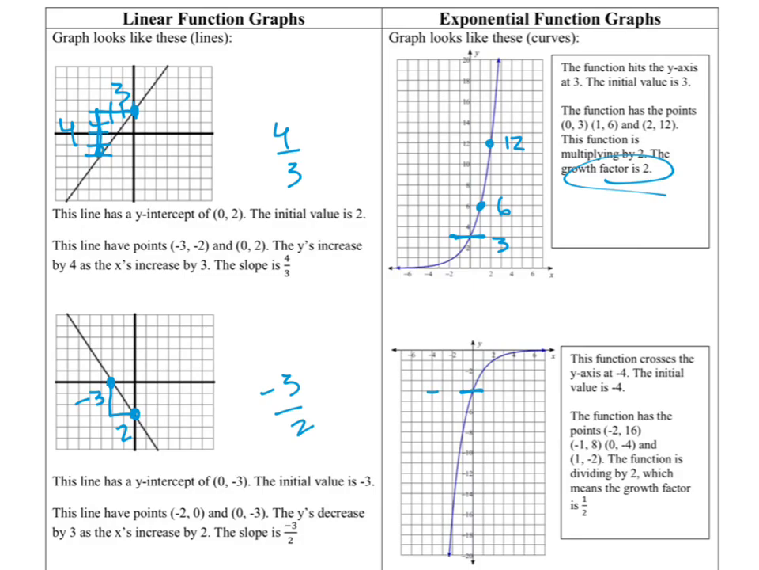Whereas this one here, my initial value is -4, and my next point's at -2, and then it's at -1. And so that is timesing by 1/2, which is how you divide by 2. And so my growth factor is 1/2.